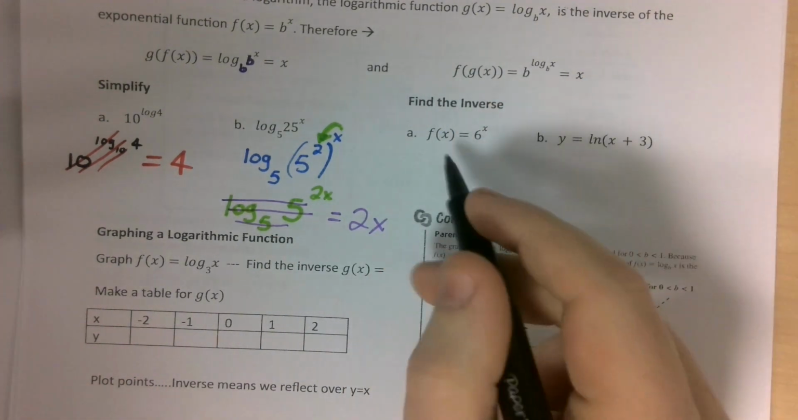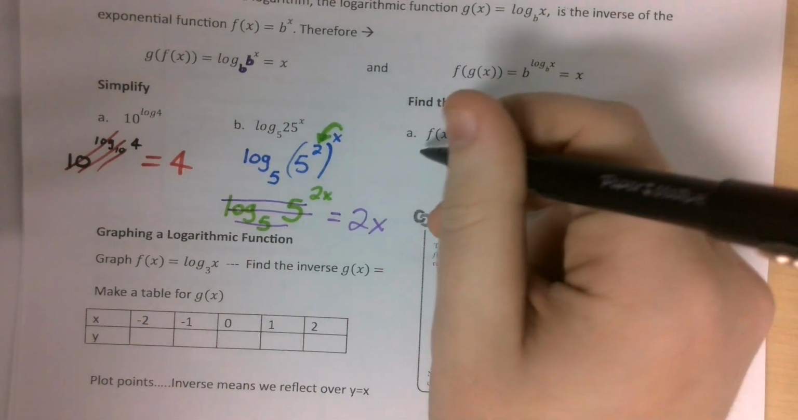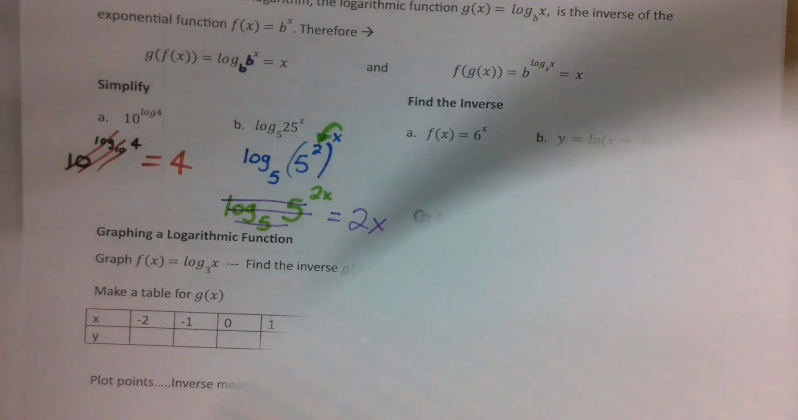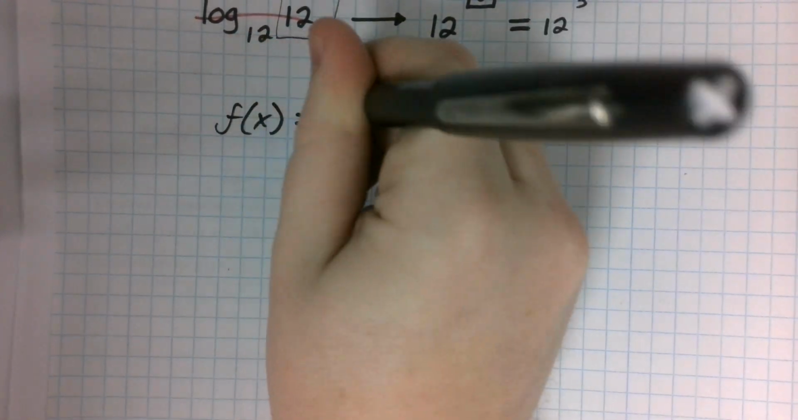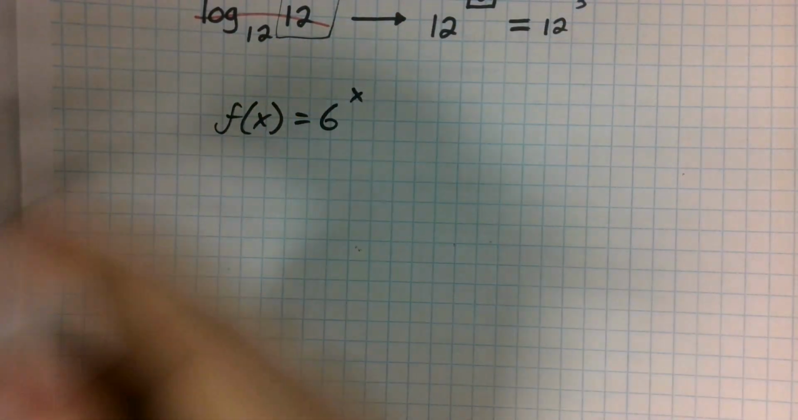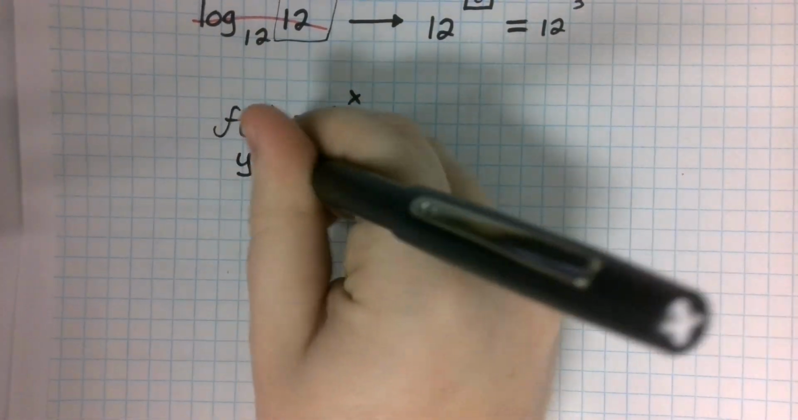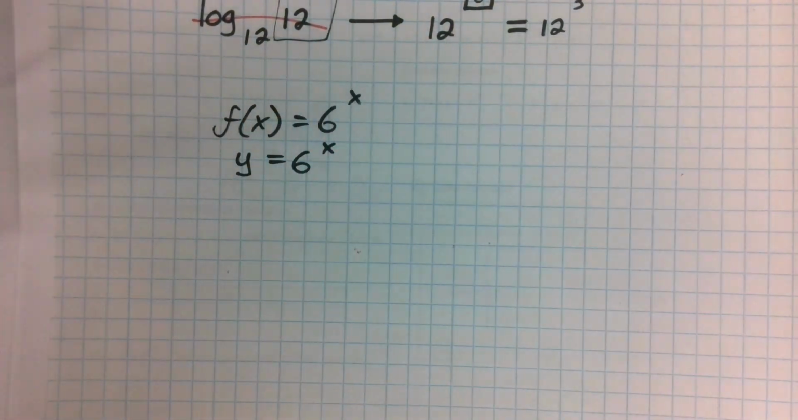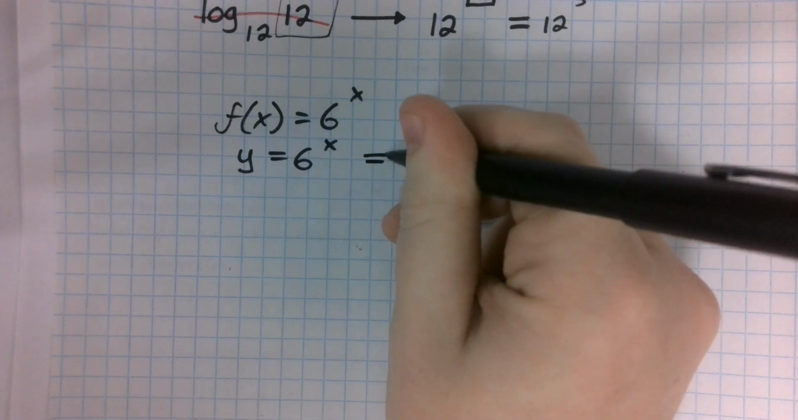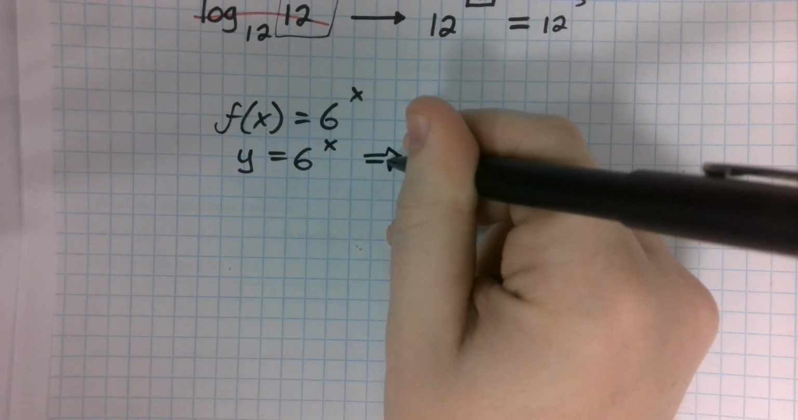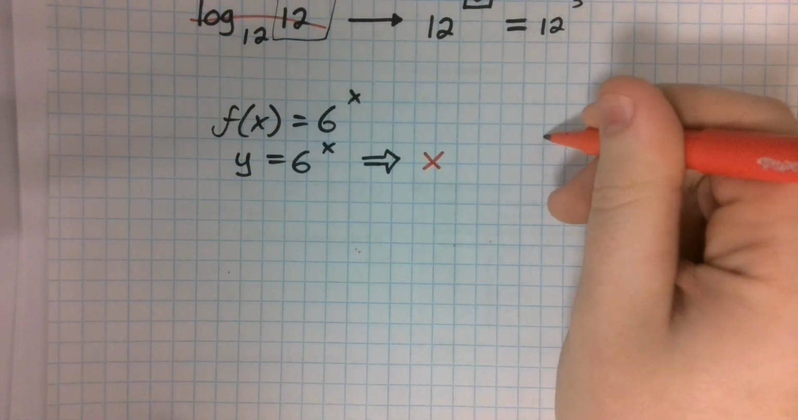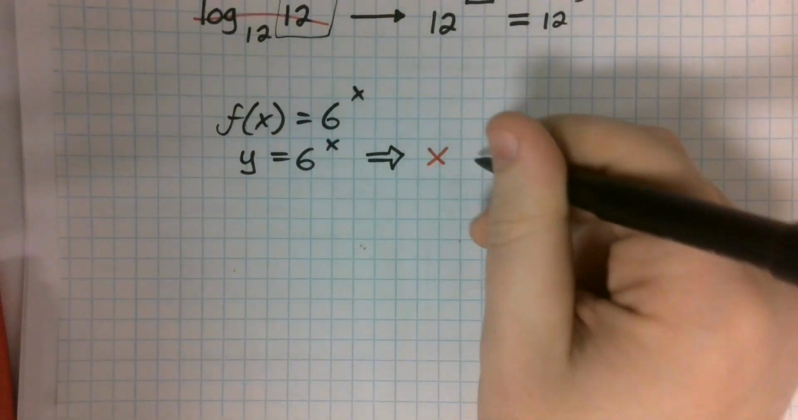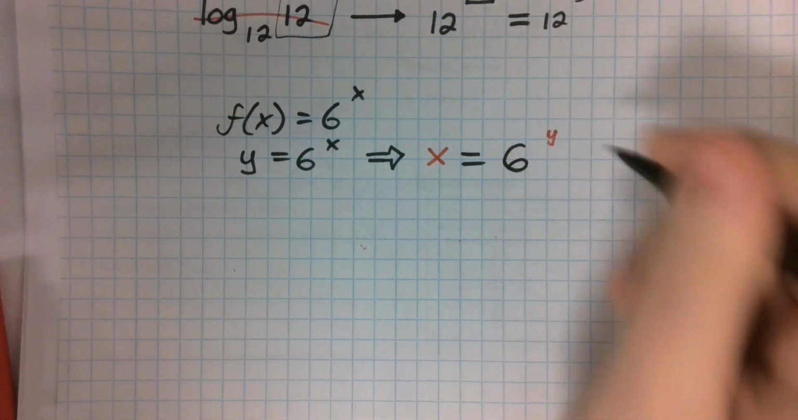Let's see. f of x equals 6 to the x power. I'm going to write it on a separate sheet of paper just so I can write it a little bit bigger. So, f of x equals 6 to the x. This is just the same as y equals 6 to the x. So our first step to solving, not too bad, is going to be to swap the x and y. So x equals 6 to the y power.